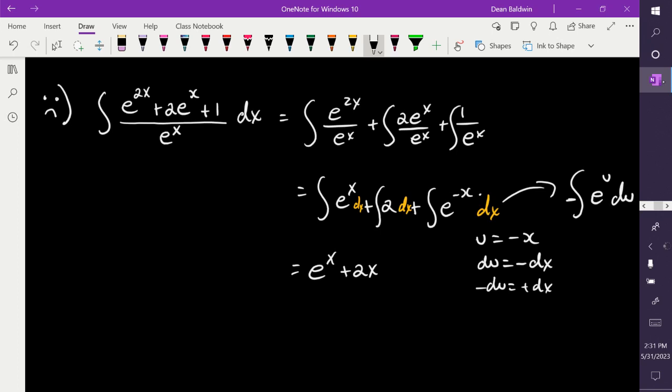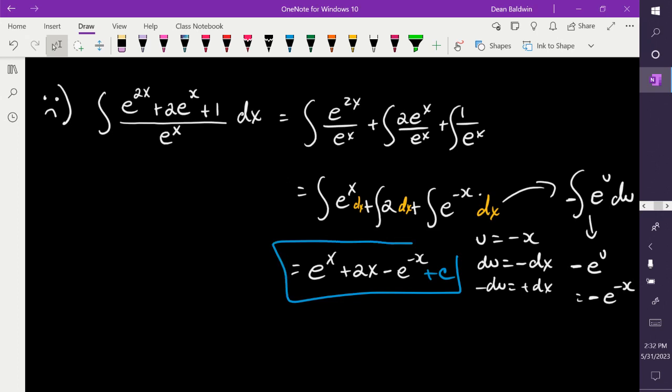What's the integral of e to the u? E to the u. So this becomes negative e to the u, and u is negative x, so negative e to the negative x. So that's what goes in right at the last spot. Or I guess it would be minus e to the negative x. And then what should we do at the end? Because it's indefinite, throw a plus C on, and you are done.